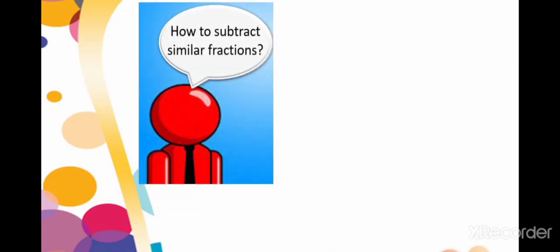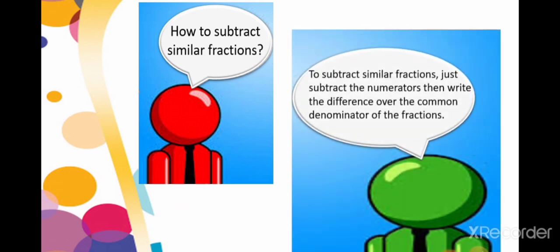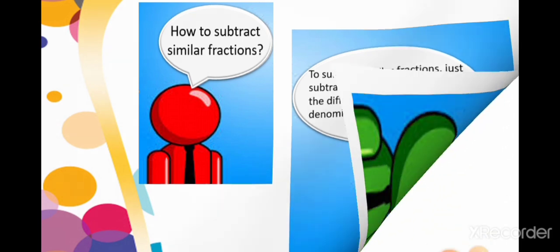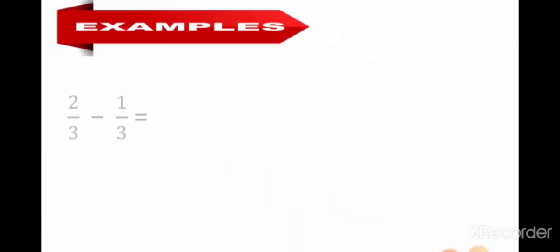So, next, we have subtracting similar fractions. So, how to subtract similar fractions? To subtract similar fractions, just subtract the numerators, then write the difference over the common denominator of the fraction. So, same process lang sila nung addition of similar fractions. Then, ganun din siya after mo mag-subtract, simplify the fraction or yung answer if needed. So, let's have these examples.